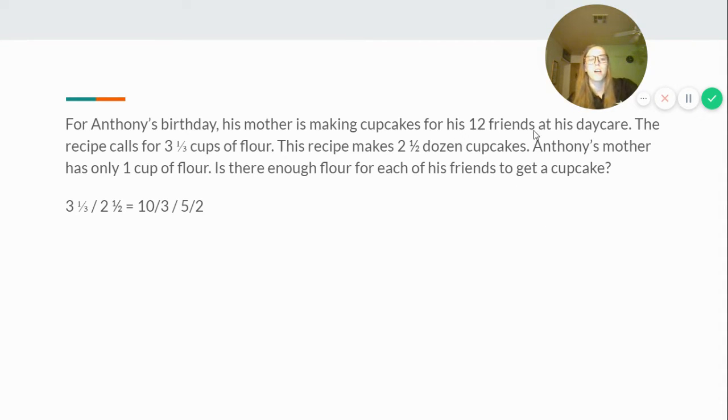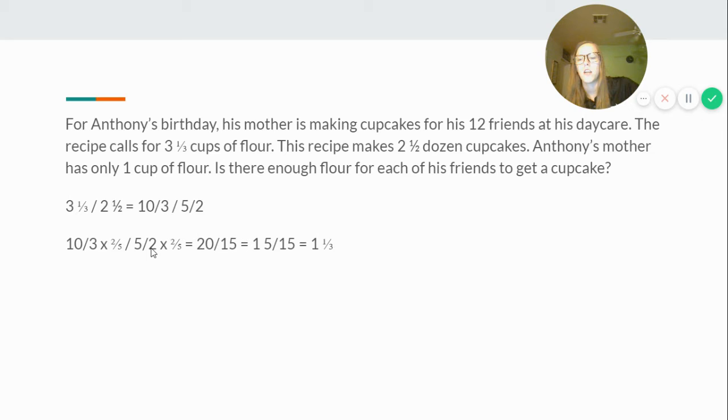So we need to make 12 cupcakes. So we take 3 1/3 divided by 2½, because we have cups of flour per dozen cupcakes, to find out how many cups of flour per dozen. So we have 10/3, if we take it into fractions, divided by 5/2.